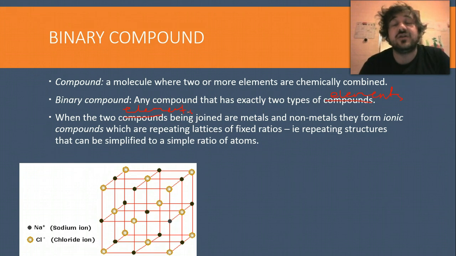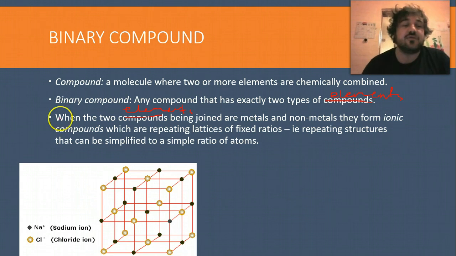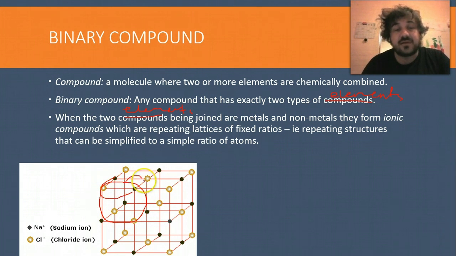So when the two elements being joined are metals and non-metals, they form ionic compounds. Ionic compounds are a bit more complex than the other types, so we'll stick with these for the moment. These are repeating lattices of fixed ratio. Now, a lattice just means the 3D structure, straightforward. Here we see a 3D structure of sodium and chloride in fixed ratios. And what this means is you've got repeating structures, so we've got this, that, and it just repeats over and over. In fact, the basic structure is that box there.